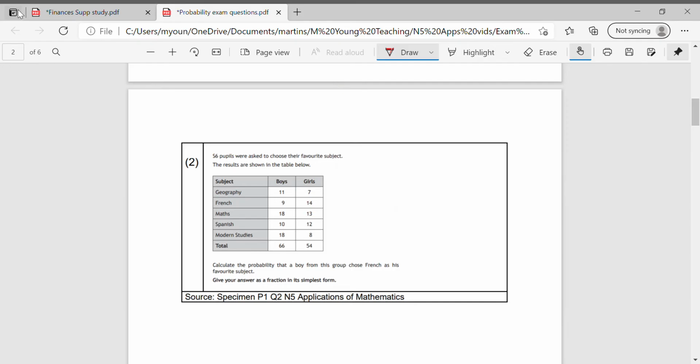So what we're looking at is boys, so this column doesn't matter because it's specifically saying a boy, not anybody. Alright, not a person. So what we're looking for, remember, probability is favourable over all the possibilities. And that favourable bit just means what we're interested in. And we're interested in French, and that is 9. So we know the probability is going to be 9 out of the total, which was 66. Okay, simplifying that down, I can divide both of these by 3.